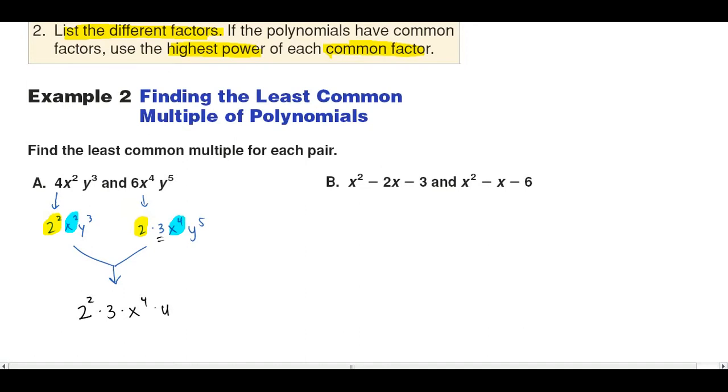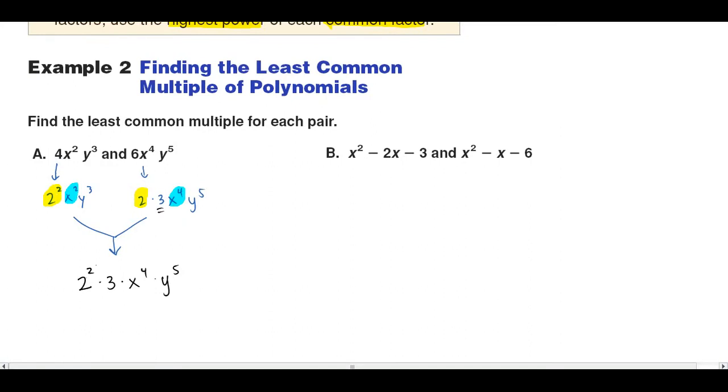We need the highest power again, so y to the 5th. The least common multiple would be, what is that, 4 times 3, 12 x to the 4th, y to the 5th. There's your least common multiple. Also, if these were denominators, that would be your least common denominator, and that's where this is really headed.